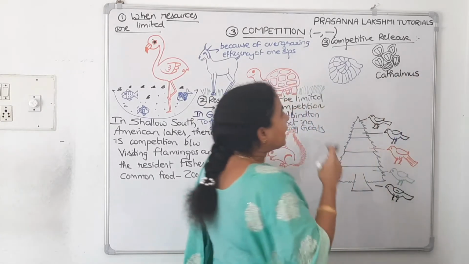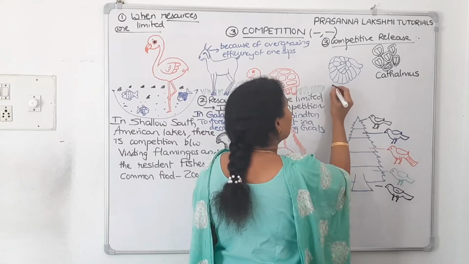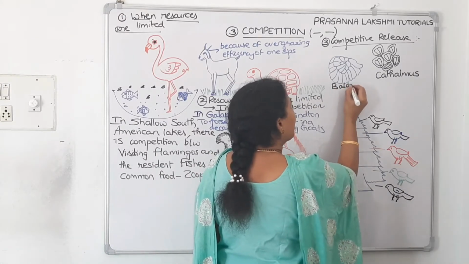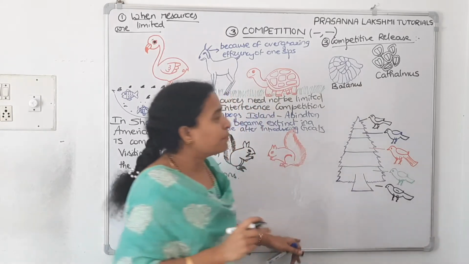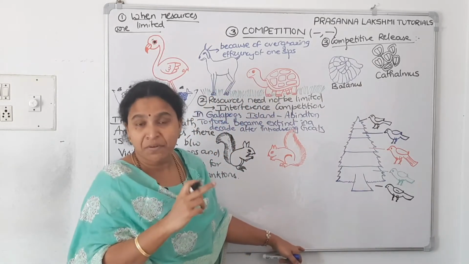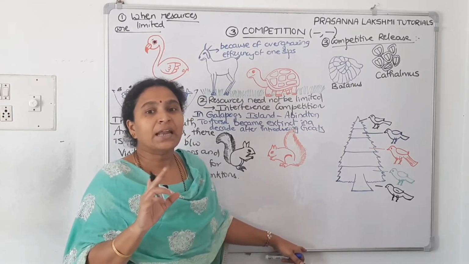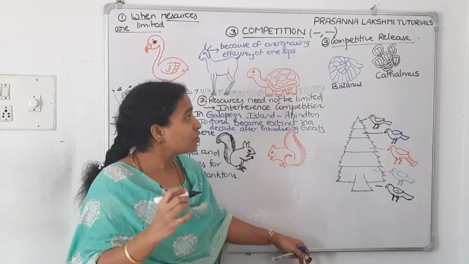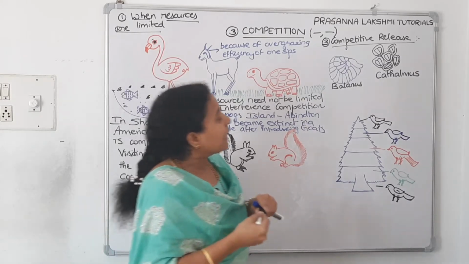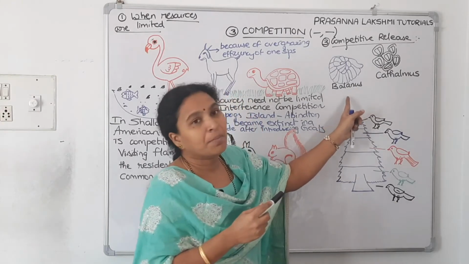Catalamus. And this is a bigger barnacle called Belanus. So there's a bigger barnacle, there's a smaller barnacle. The bigger barnacle is competitively superior when compared to the smaller barnacle, which is called Catalamus. We can tell a species whose distribution is restricted to a small area. Catalamus is restricted to a small area because of the superior one called Belanus.